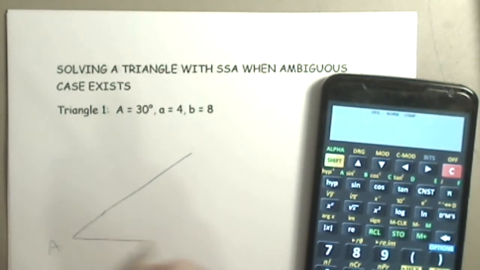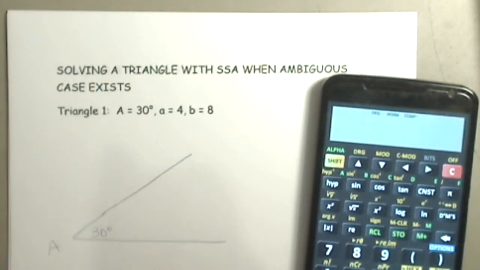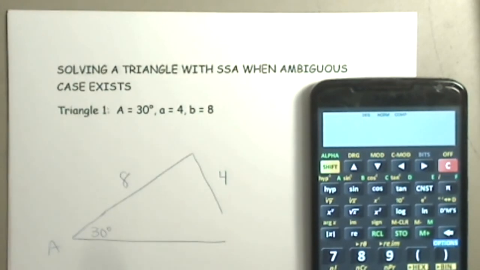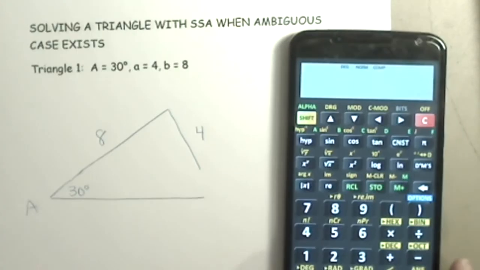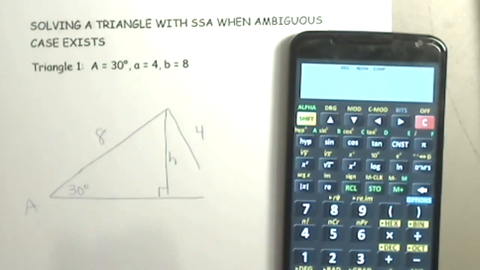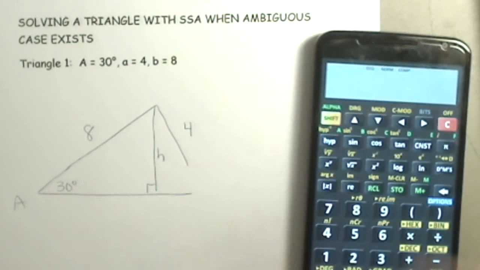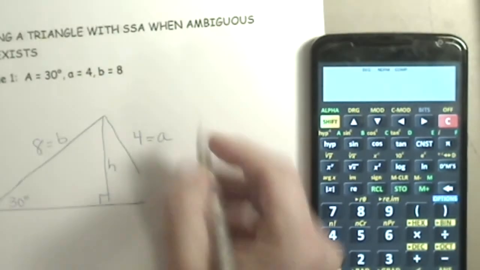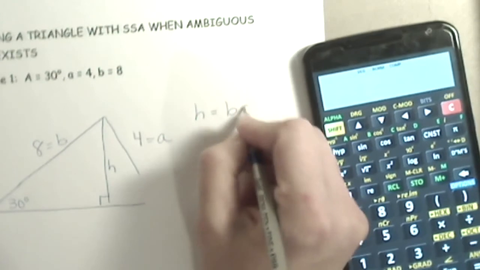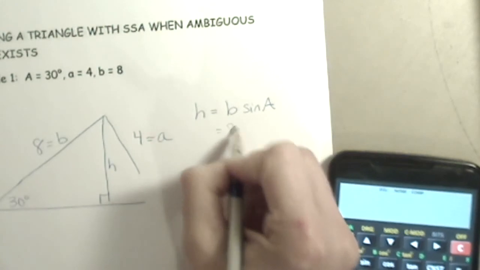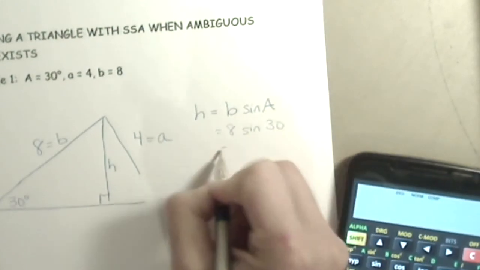We have angle A is 30 degrees. The opposite side is 4, and the adjacent side is 8. I'm not going to fool with units here. We're worried about the mathematics of it right now. So we're going to calculate the height of the triangle to see how H compares with the opposite side of A. So the height is equal to B sine A. That's going to be 8 sine 30.